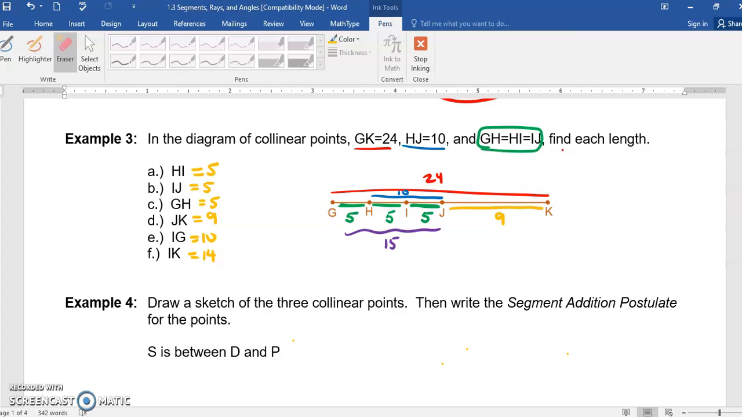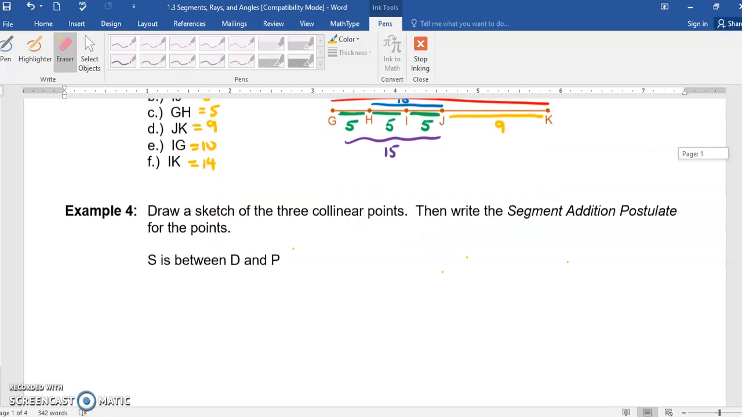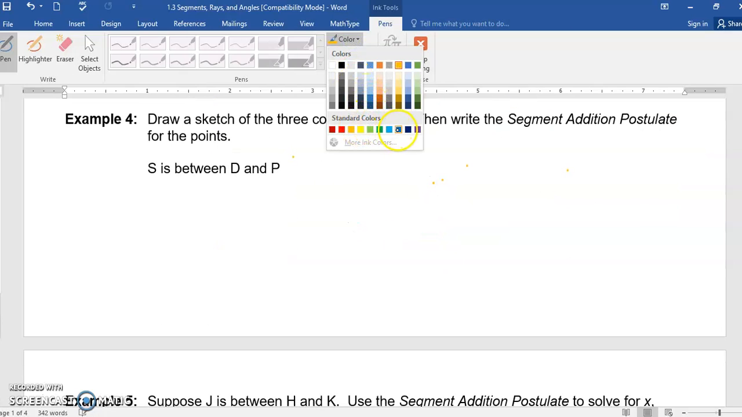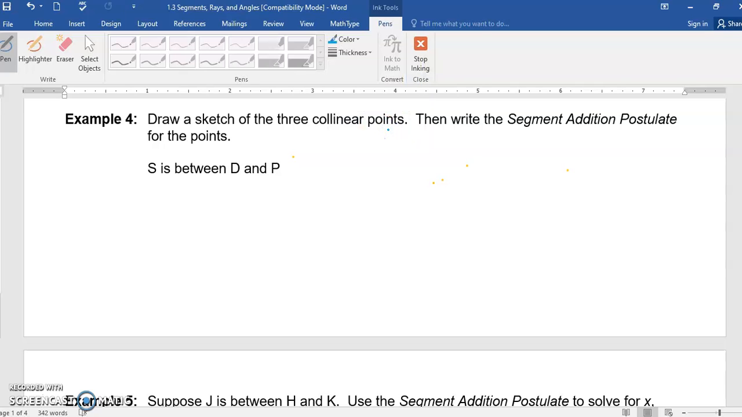Again, sometimes it's important for us to be able to take words and put them into pictures. You know, in algebra class, it was more about taking words and putting them into equations. Sometimes it's words to pictures. Oh, that word between, that means everything has to be all on the same line. Linear is implied when that word between is used. S has to be between D and P.